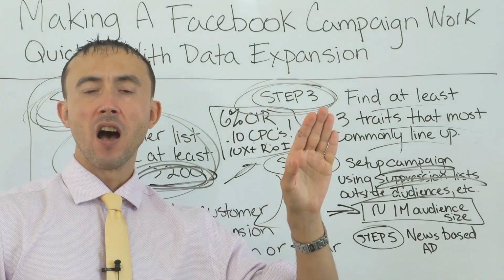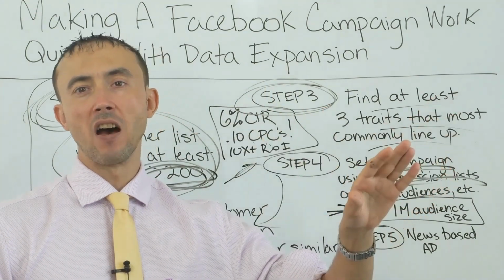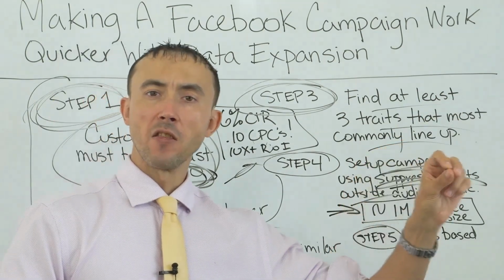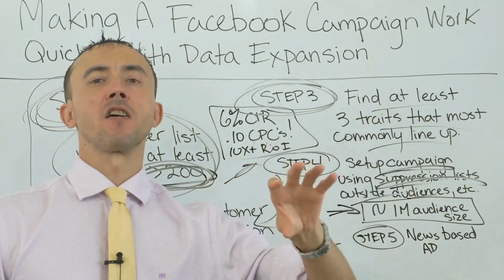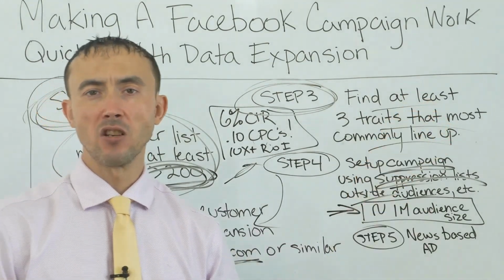That gets rid of, obviously, 95% plus of wasted ad spend, I should say, by understanding the 3 things that people normally have if they are a customer and getting rid of everybody else who doesn't have those 3 things. So you can see how this actually gets you a lot more results.